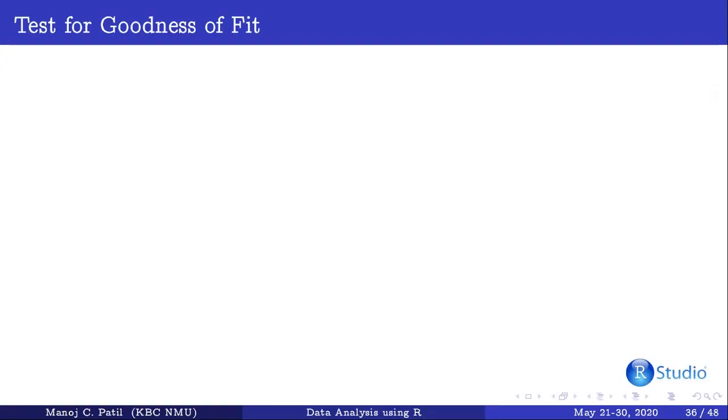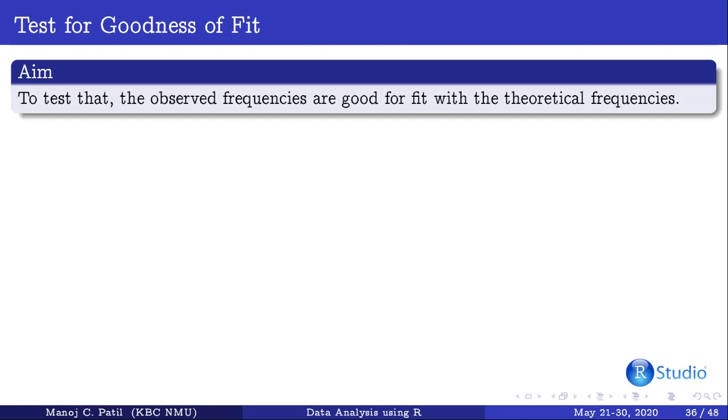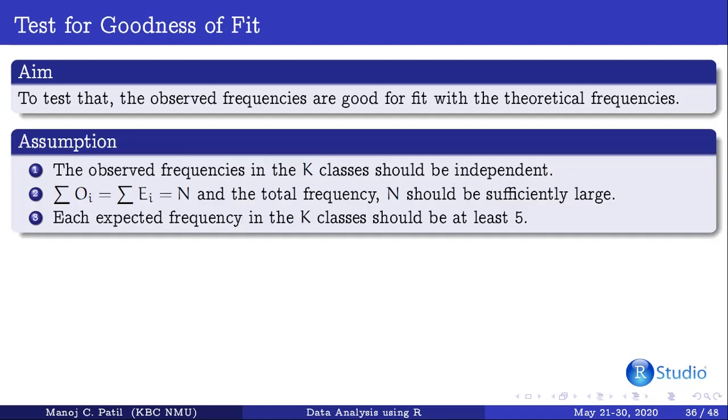Test for goodness of fit. To test whether the observed frequencies are a good fit with the theoretical frequencies, we can go ahead with the test for goodness of fit, that is the chi-square test. The observed frequencies in the k classes should be independent. The sum of observed frequencies equals the sum of expected frequencies, equal to the total frequency of the sample. The total frequency n should be sufficiently large. Each expected frequency in the k classes should be at least 5.